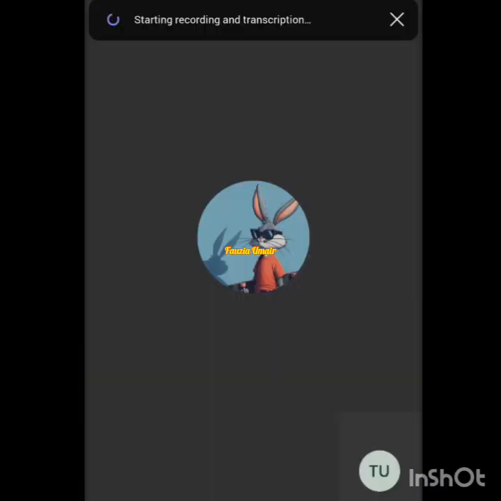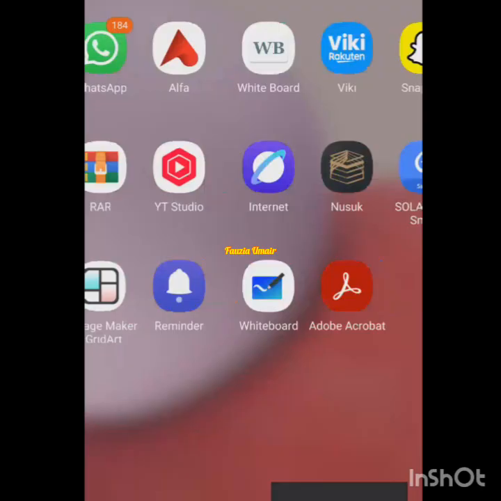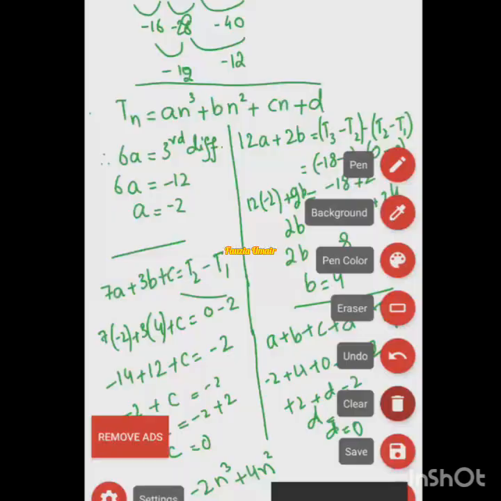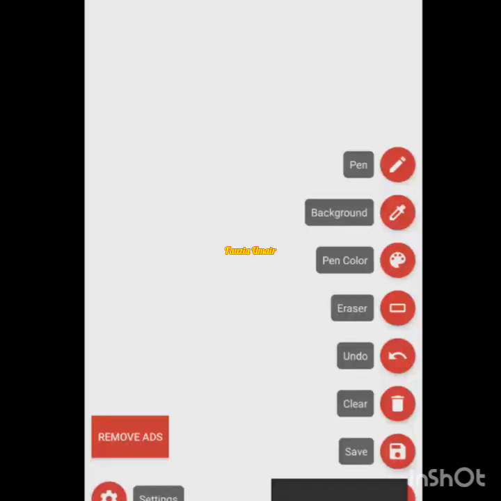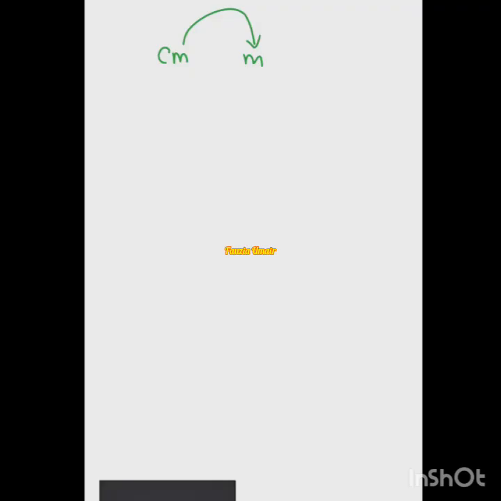All right, so first of all, let's discuss how to convert the units. Before talking about the units of area, can you tell me, Zainab, how can we convert units of length? Like if I want to convert centimeter into meter, how to do it? We will divide by 100. Only 100.